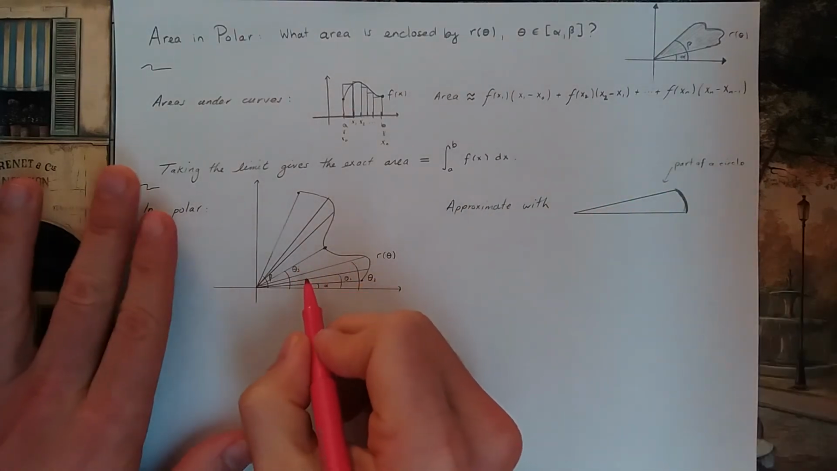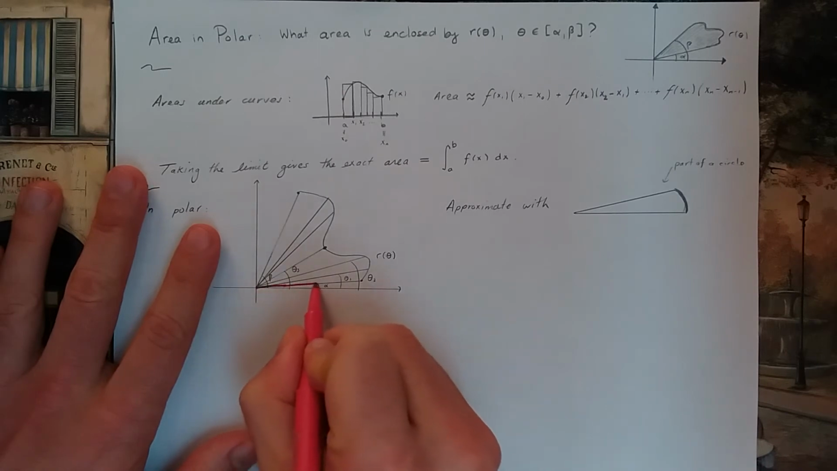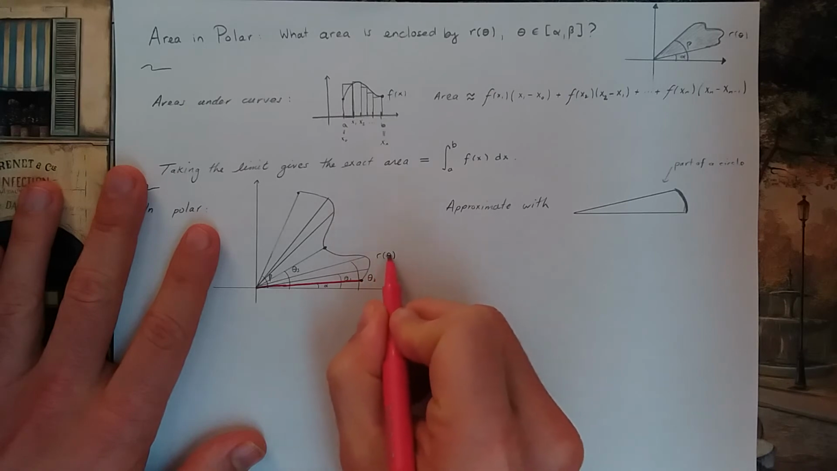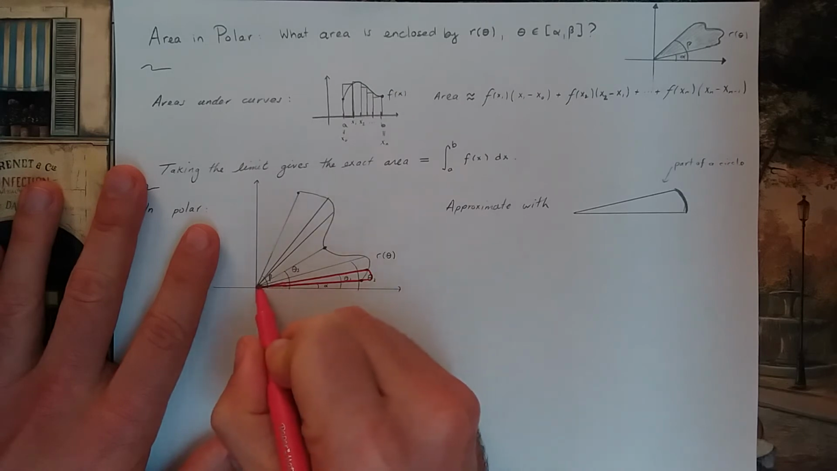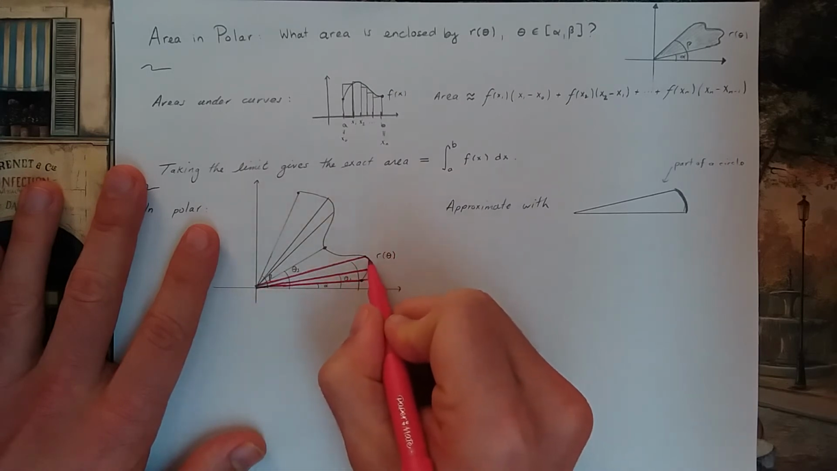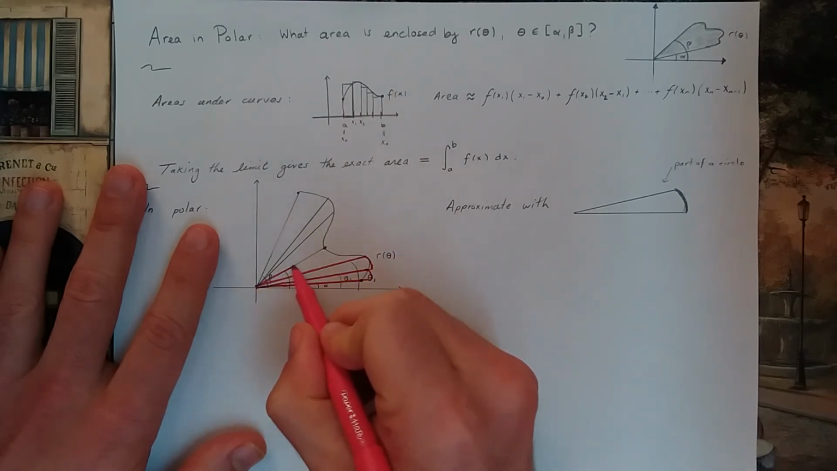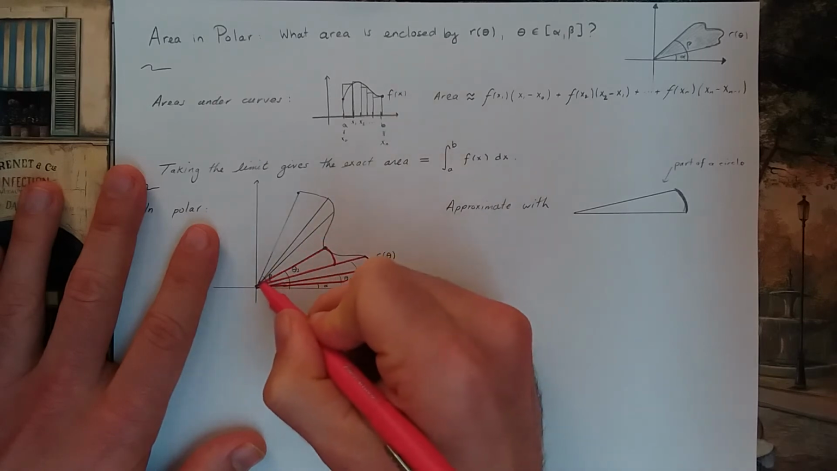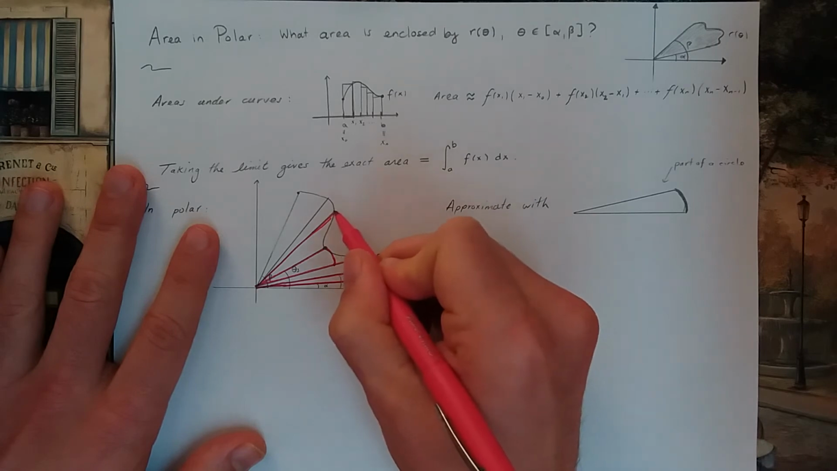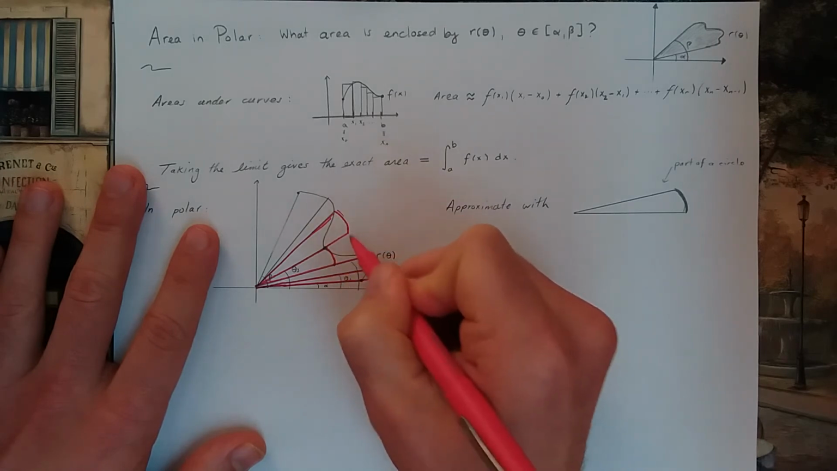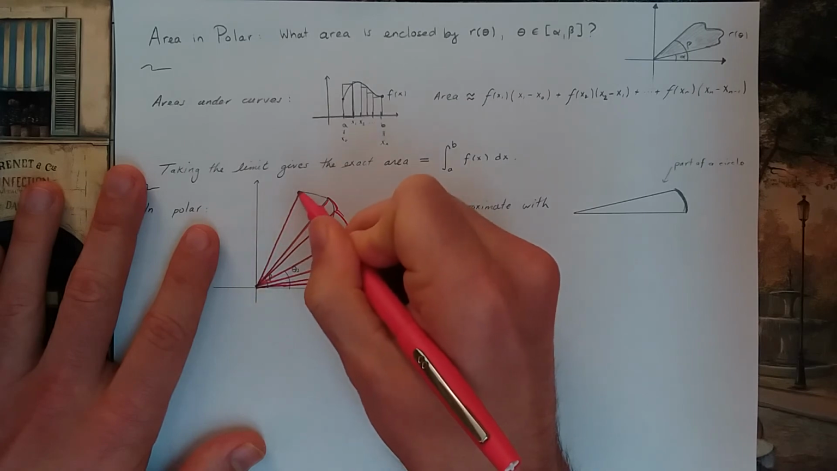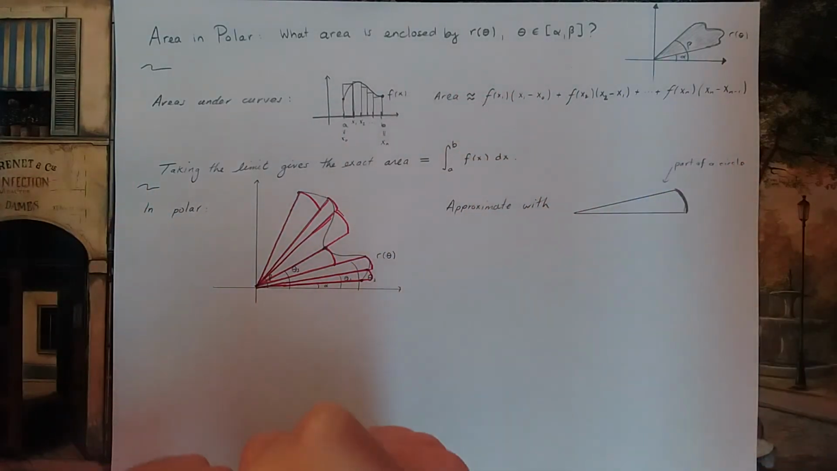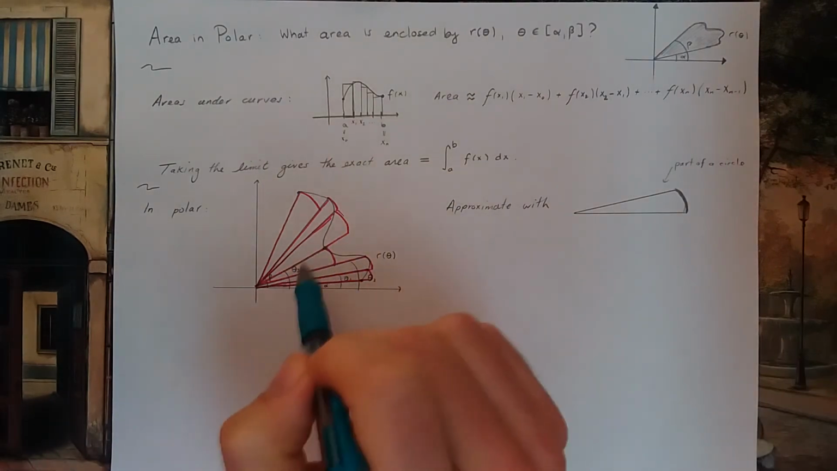Okay, so the first pie wedge that I'm going to use looks like this. Once I get to the edge of the function, I'm going to continue and draw the piece of a circle. So there's my first pie wedge. My second pie wedge goes like this. This next one would go all the way out to here, and so on. So the area in the red wedges is approximately the area that I'd like in my polar curve.